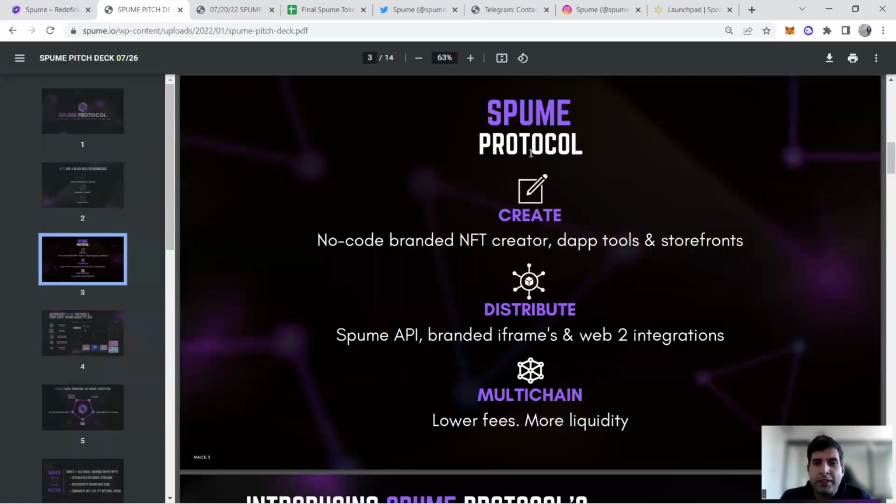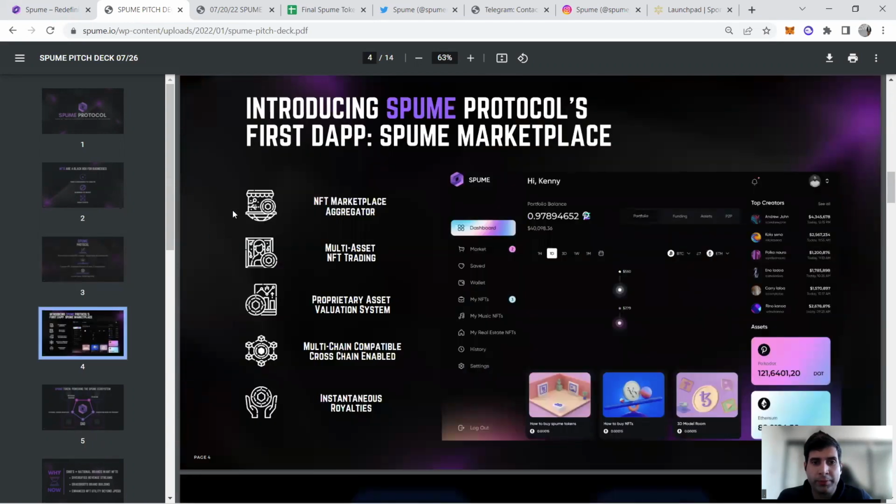So if you make it simple and go through their pitch deck, basically it's a protocol that's a no-code branded NFT creator. So you can create without code, using their decentralized application for the storefront. You can also use their API to distribute the branded items, and it could be used for people in Web 2 to bring their Web 2 applications and tools or NFTs into the Web 3 space. And it's going to be on different multi-chain EVM compatible chains to reduce the fee and become more liquid.